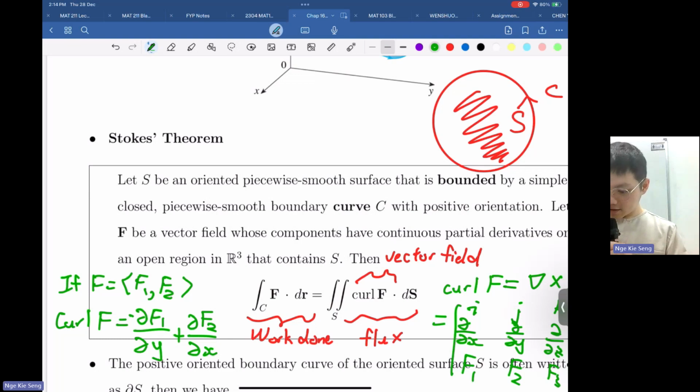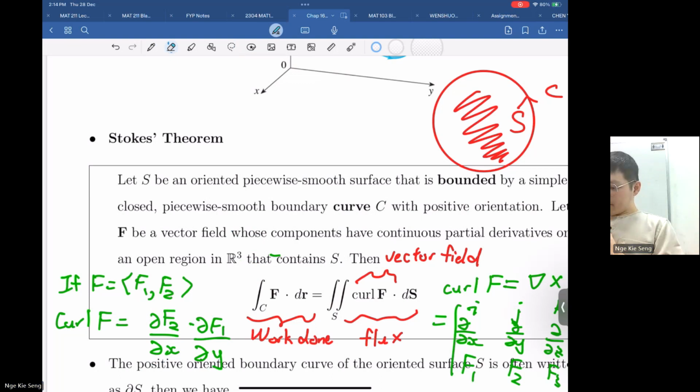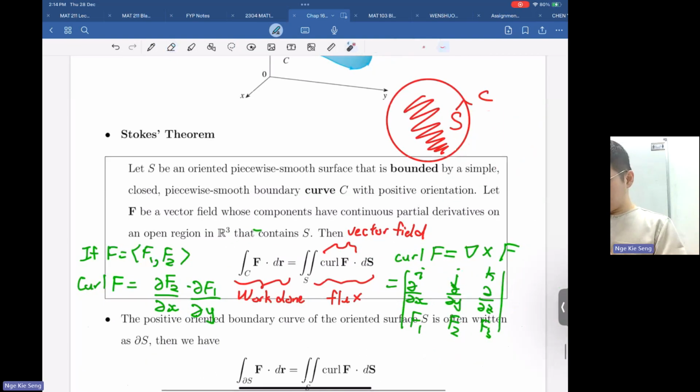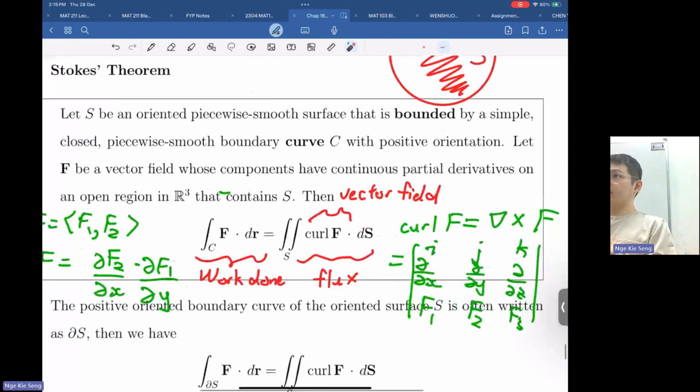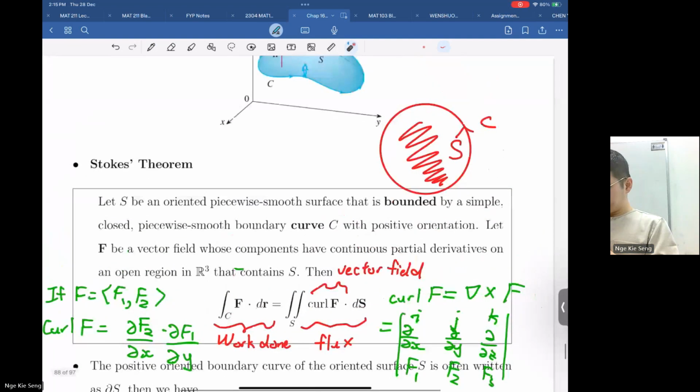But what is this? This is actually Green's theorem. But here we are more general, we can go to higher dimensions. So we describe it as curl F. In Green's theorem, we have two variables.